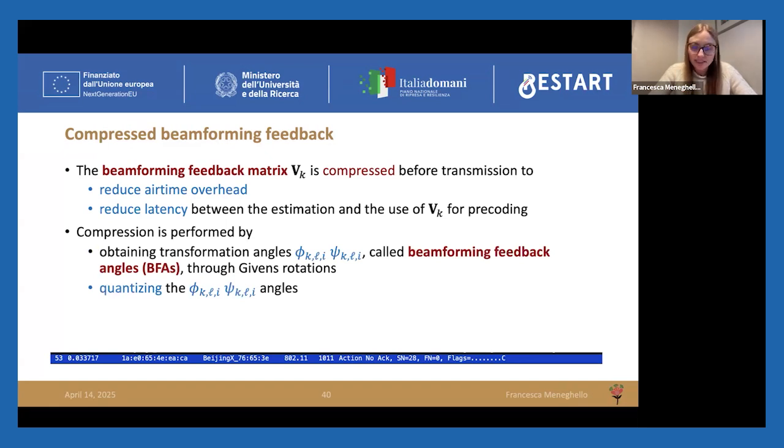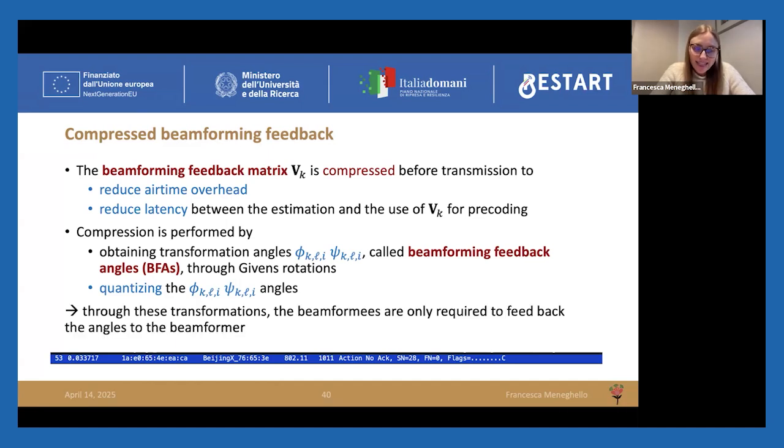And through these transformations, we obtain some quantities that are called beamforming feedback angles and are identified by these symbols, so psi and phi. And then these angles are quantized in order to further reduce the airtime overhead. And at the end, the stations, instead of transmitting the big channel frequency response, are only required to transmit back these small beamforming feedback angles.